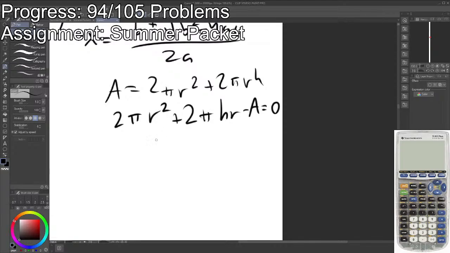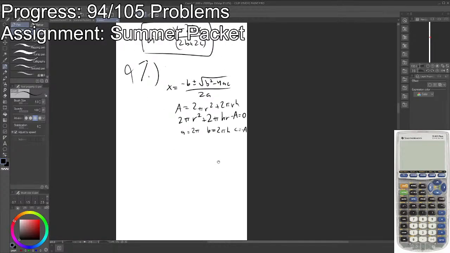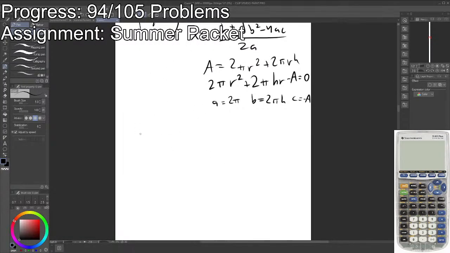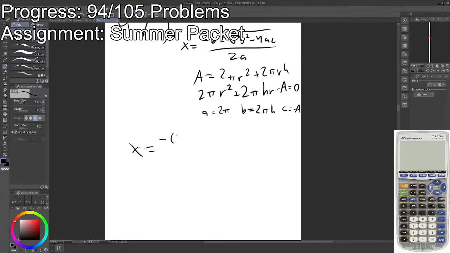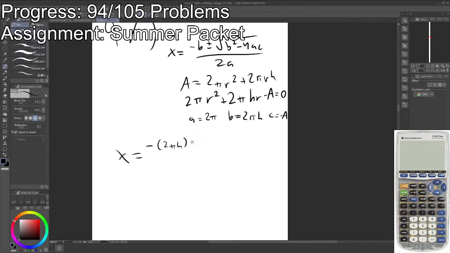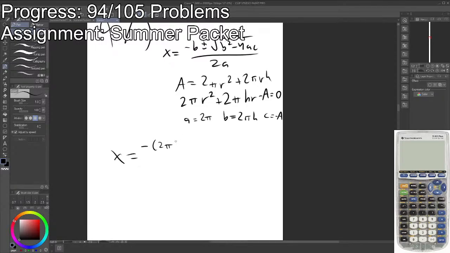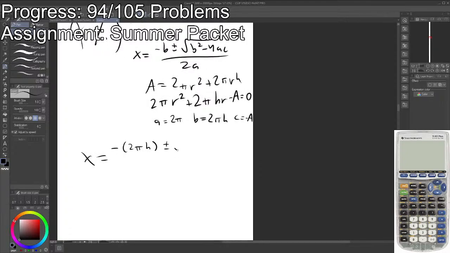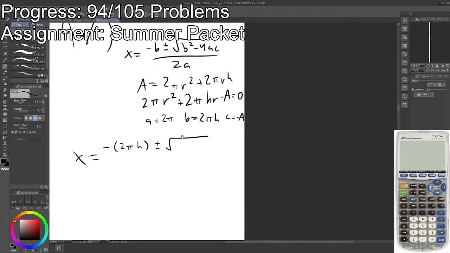Alright. So, a equals 2 pi. Okay, okay, and then b equals 2 pi h, c equals negative a, or something. Yeah. Alright, now we can plug this in. Wait, what? Yeah, okay, I did that right.